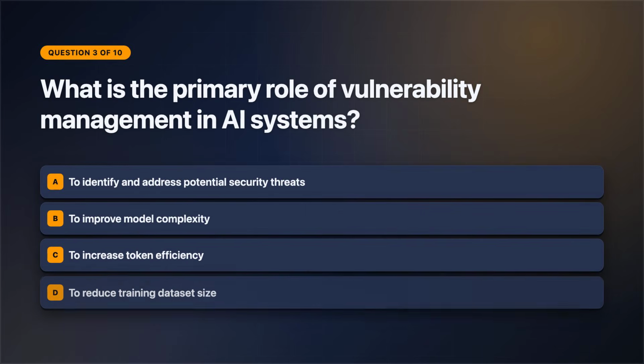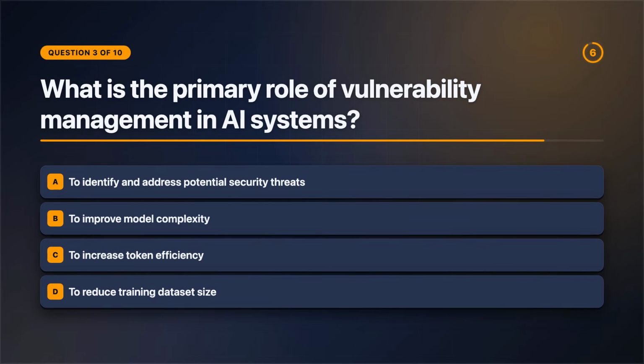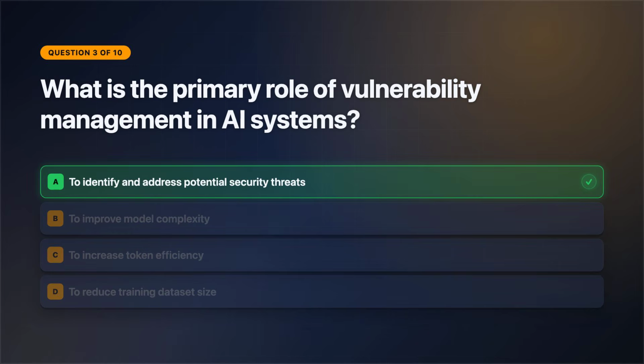Let us keep moving. Question 3, coming up. What is the primary role of vulnerability management in AI systems? Select one answer. Review the answer choices on screen. The correct answer is option A.